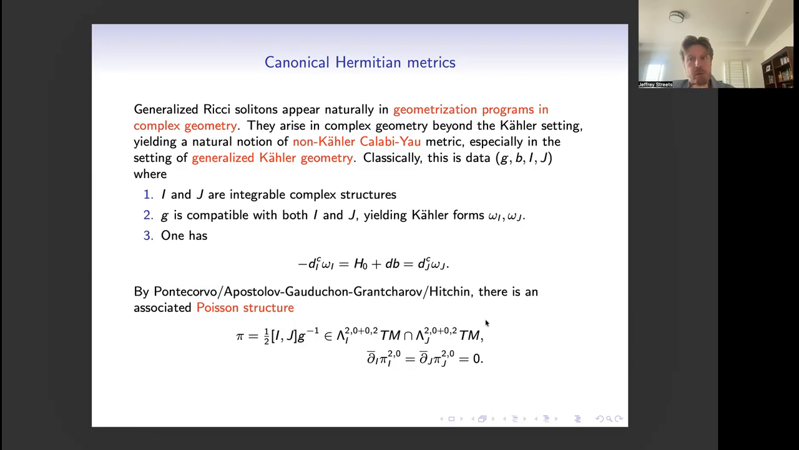And moreover, it has some fairly remarkable properties. It's type (2,0)+(0,2) with respect to both I and J. And then moreover, it's holomorphic in the correct ways. So the I (2,0) part is I holomorphic and the J (2,0) part is J holomorphic. I hesitate to call it biholomorphic though. Anyways, this is what it satisfies.